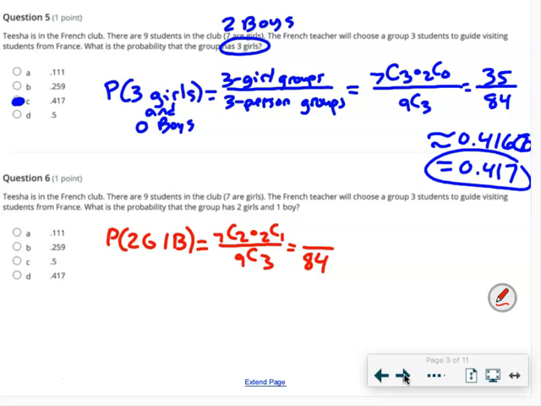So when you type that in, you can do them separately, or you can do it all in one step. Just be careful how you type it in. There should be 42 groups that have 2 girls and 1 boy. That simplifies to 1/2, which is 50%. Option C.